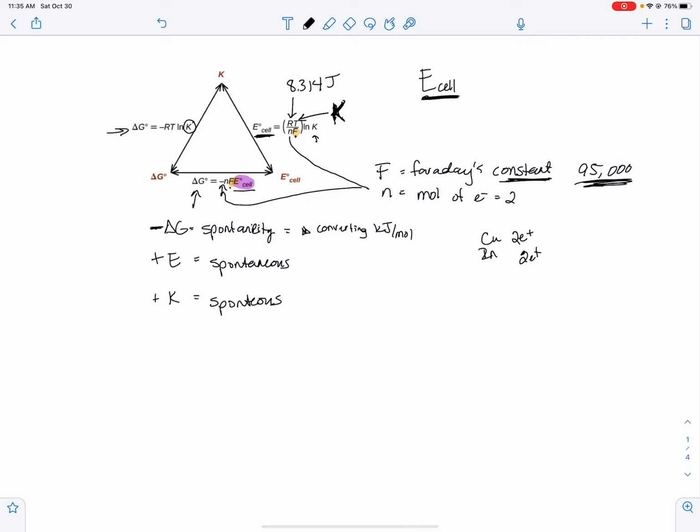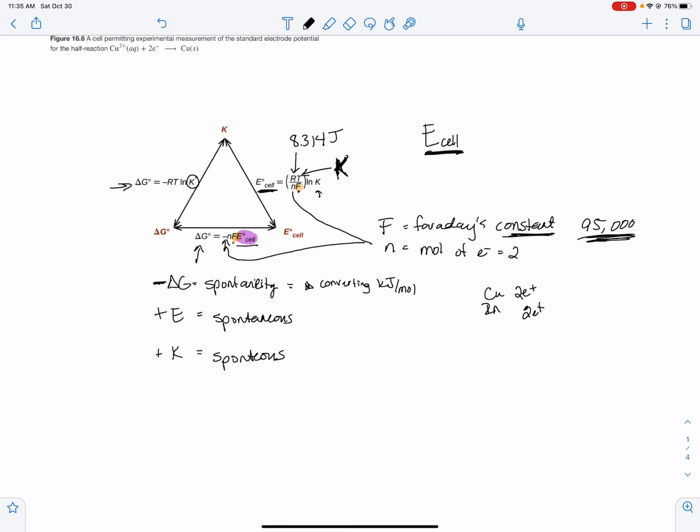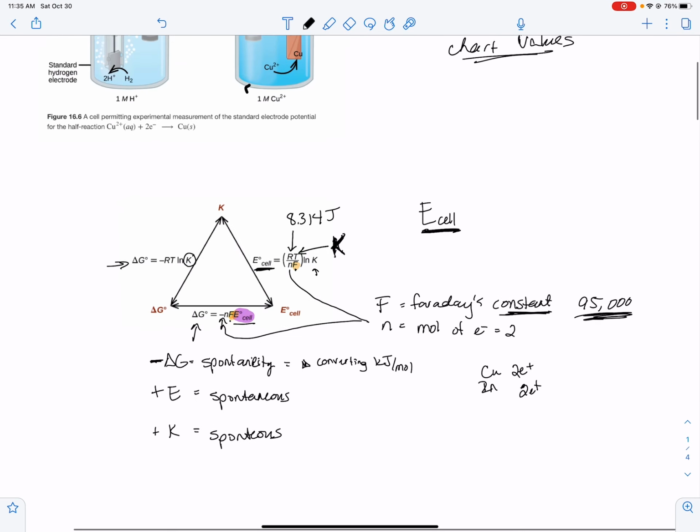So you really want to make sure you understand how to calculate E cells. Again, it's really easy, but you want to understand how to calculate it because they're going to be put in the context of some larger equations really soon.